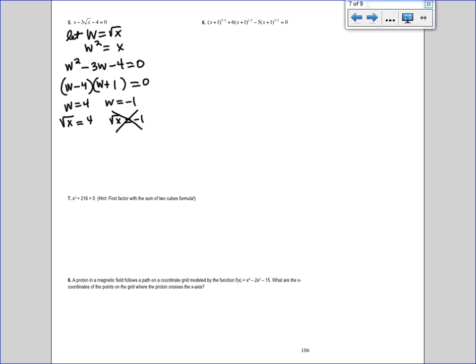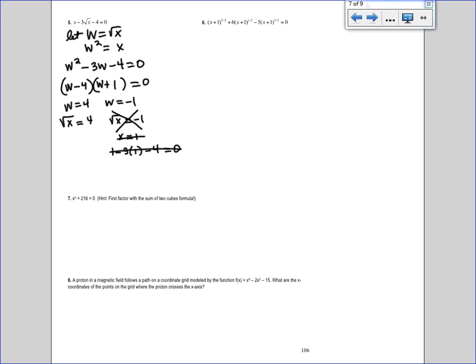Like I said before, if you didn't do that, if you squared both sides and you got x equals 1, and then you plug back into your original, you would have 1 minus 3 times 1 minus 4 equals 0. And then you would see it doesn't work. Negative 2 minus 4 is negative 6, not 0.